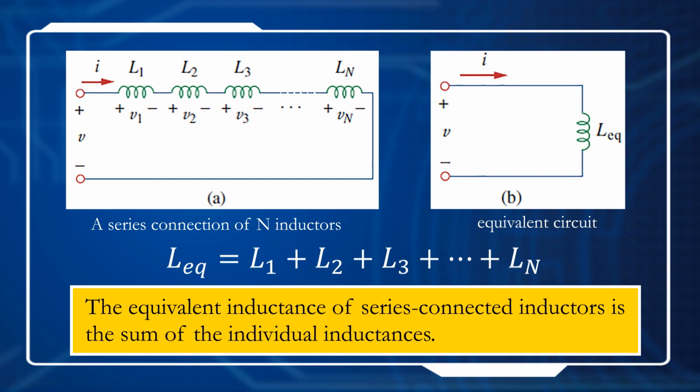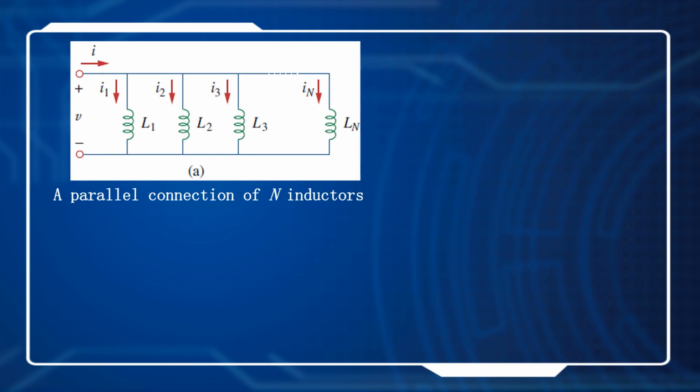And now, how about the parallel connection? If we connect n inductors in parallel, how can we get the equivalent inductance? Because they are in parallel, we can use KCL and we get this equation: I equals I1 plus I2 plus I3 and so on until In. And then we replace the current with the voltage, because they are in parallel, so the voltage across them is the same. And finally we get the relationship between Leq and L1 to Ln.